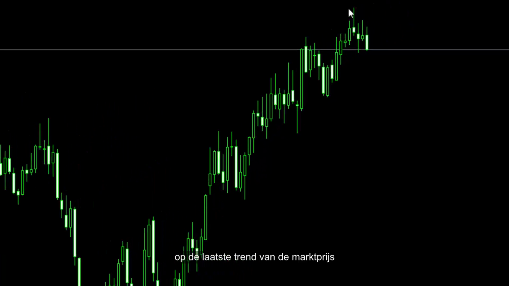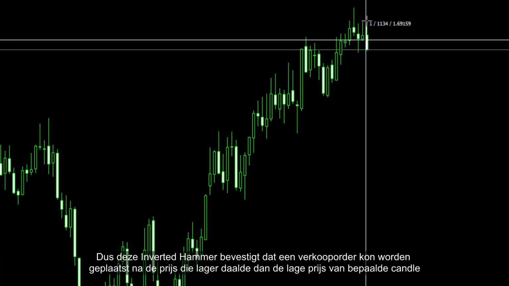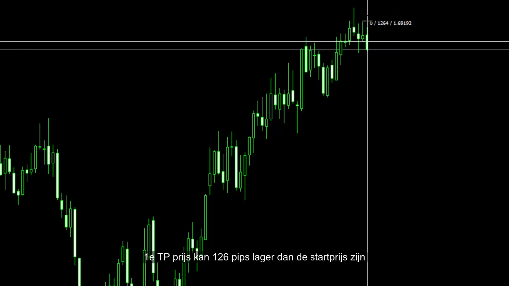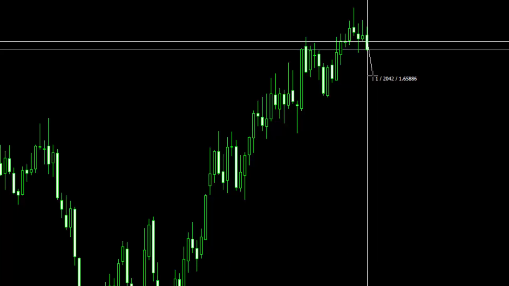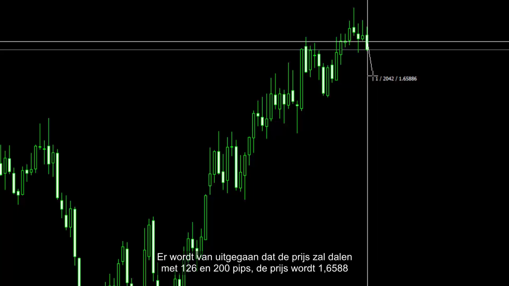On the last trend of market price, an inverted hammer formed after a hammer candle. Thus, this inverted hammer confirmed that a sell order could be placed after price declined lower than the low price of a given candle. The first TP price could be 126 pips lower than the entry price. Second TP price can be considered with the distance between the high price of a hammer candle and the entry price. It is assumed that price will decrease 126 and 200 pips lower. Price will be 1.6588.